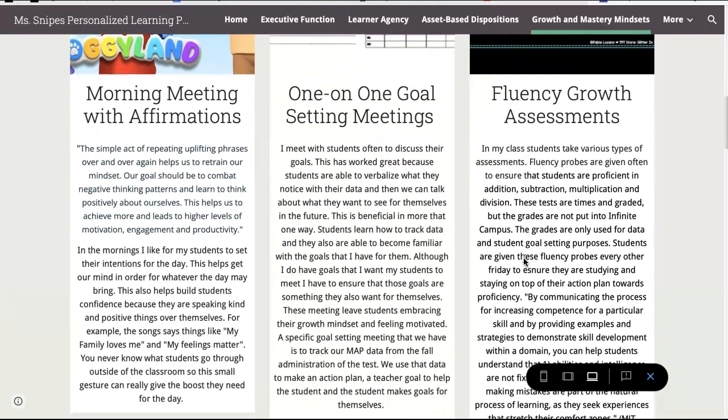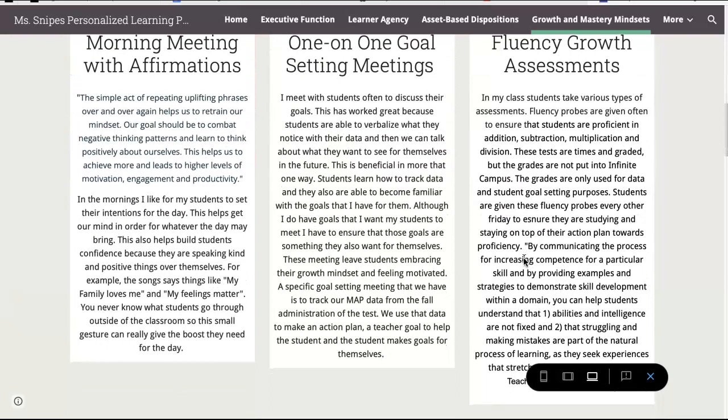We also have fluency growth assessments in my class that we do for addition, subtraction, multiplication, and division. These tests are timed and graded, but the grades are not put into Infinite Campus. The grades are just used for data purposes and student goal setting purposes, so that students are able to track where they are now and where they want to go and where they want to be.